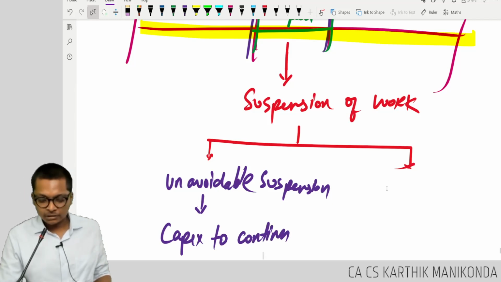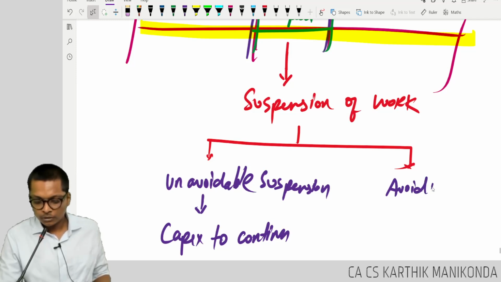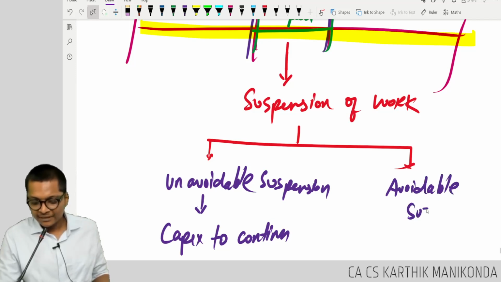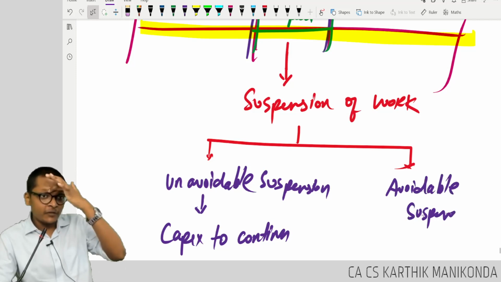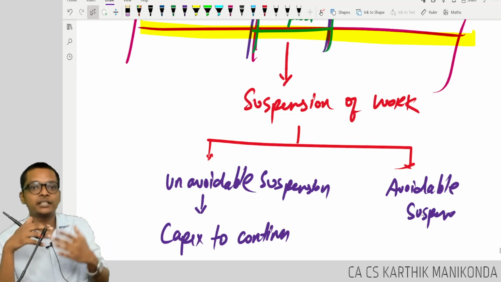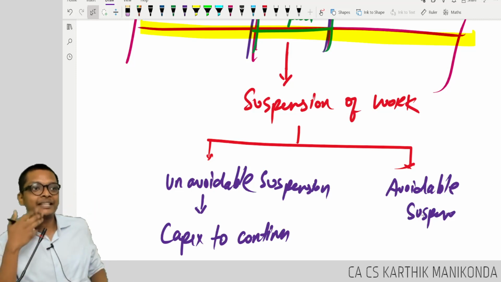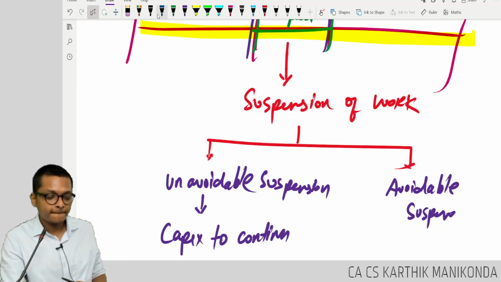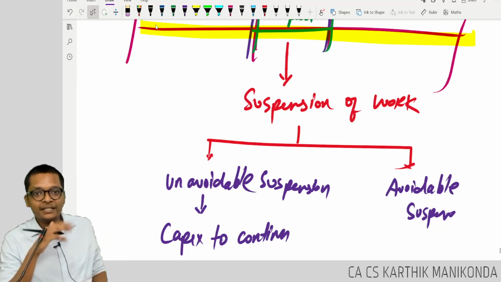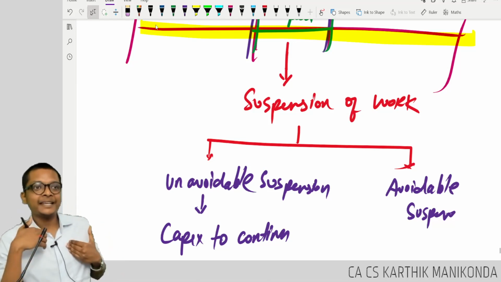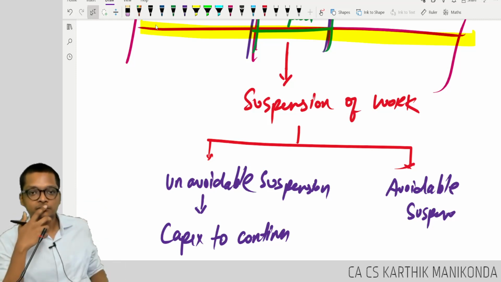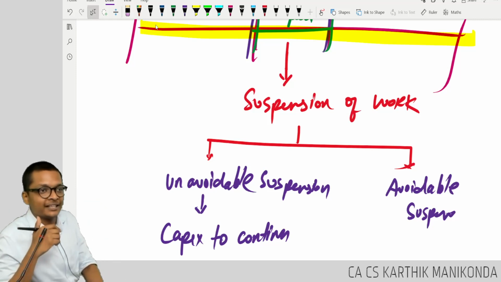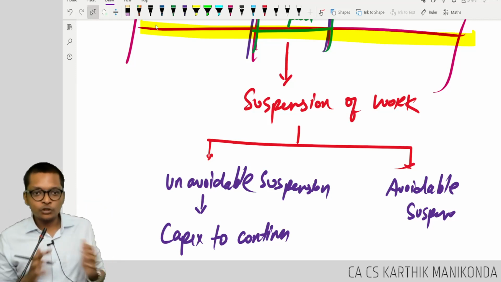What if it is avoidable suspension? Give me examples for avoidable suspension. Employees fight, astrologer told something. Then tell me more examples. Raw materials not available. That's in my control. We should have bought, but didn't. Cement is not available for 15 days. You should have purchased in bulk and kept it.